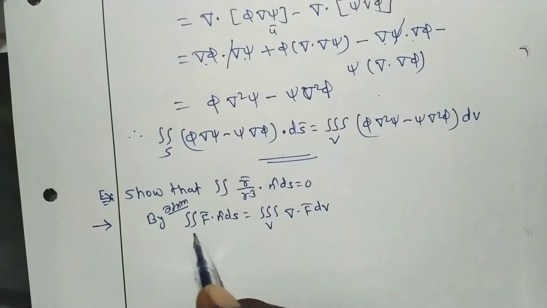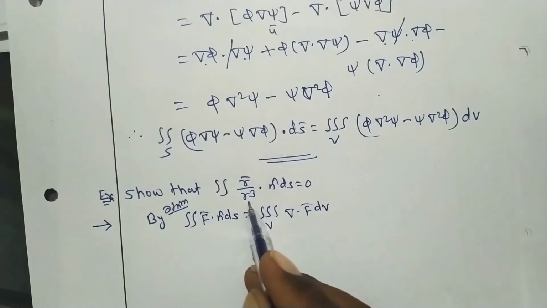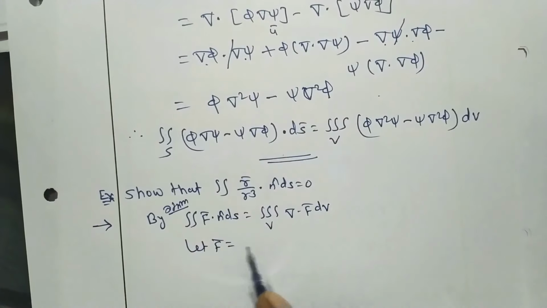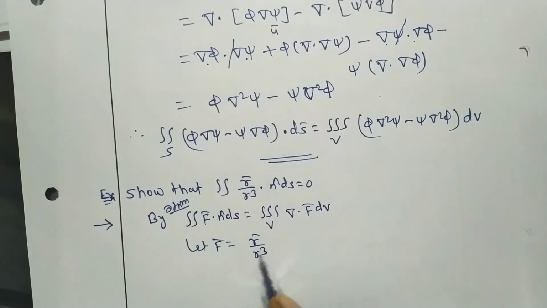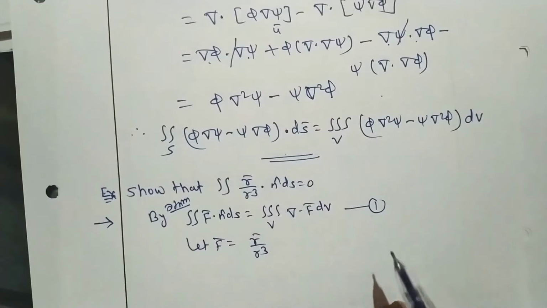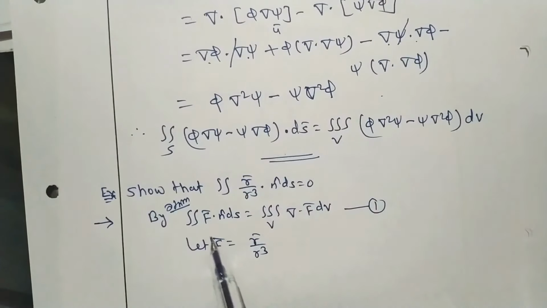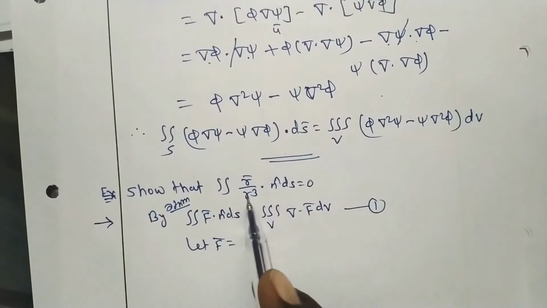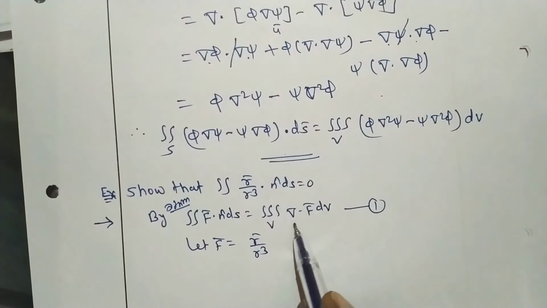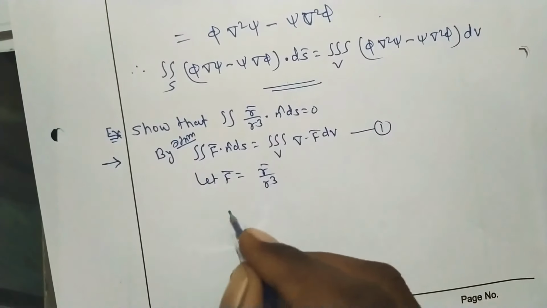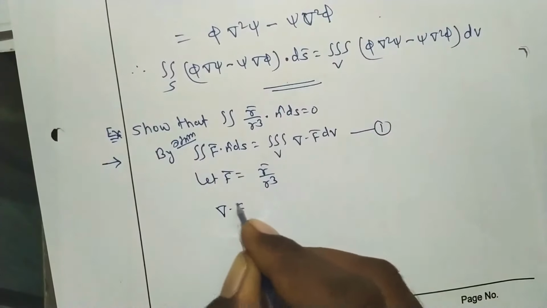Okay, so if we compare this double integral of f bar dot n cap into ds with the given result, then we can take f bar equal to r bar upon r cube. Suppose this is equation 1. So for getting the given result, what do we have to find? If we put f bar equal to r bar upon r cube, then we get the LHS here. For the RHS we have to find del dot f bar.